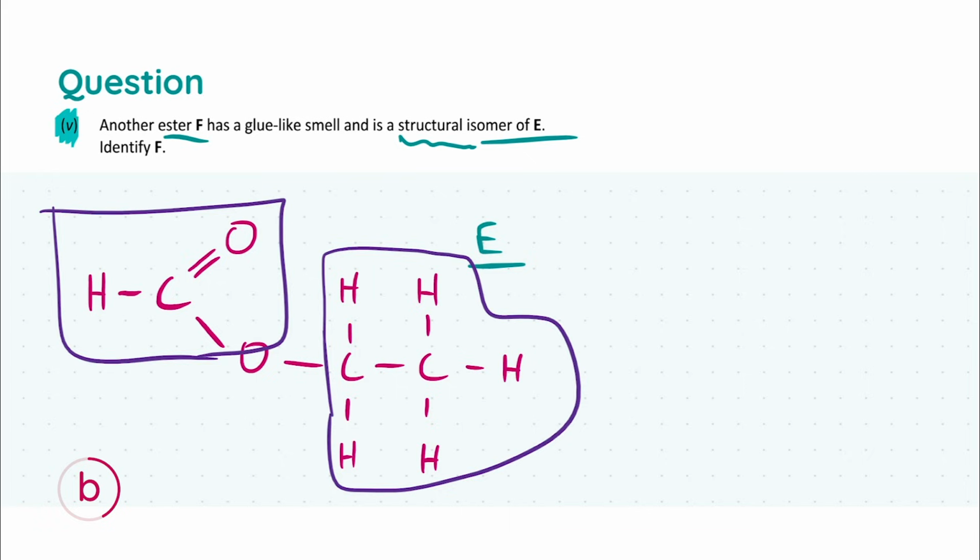to get another completely valid ester. It's going to have the same number of carbons, hydrogens and oxygens, and that means that it will be a structural isomer. It'll be the same, but structurally different. So starting out here, we're going to be looking at this ester F, and the way that I'm going to do that is by swapping around the two parts of our previous ester.